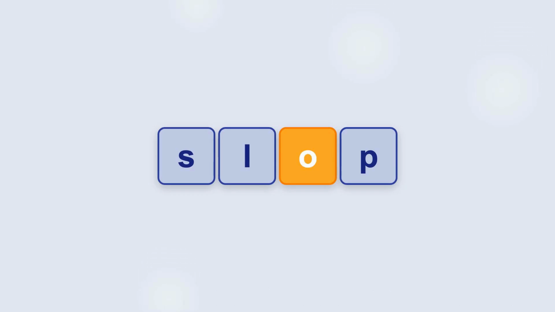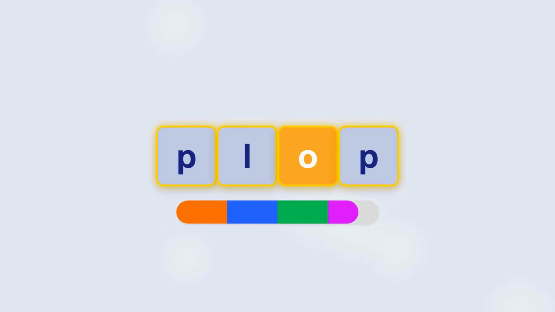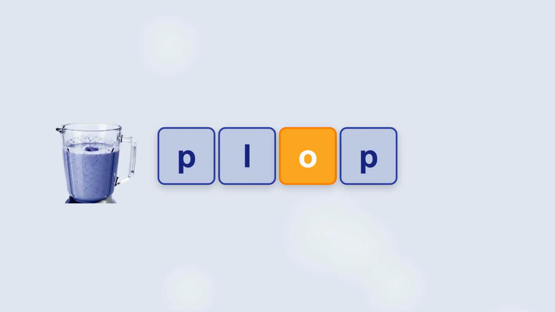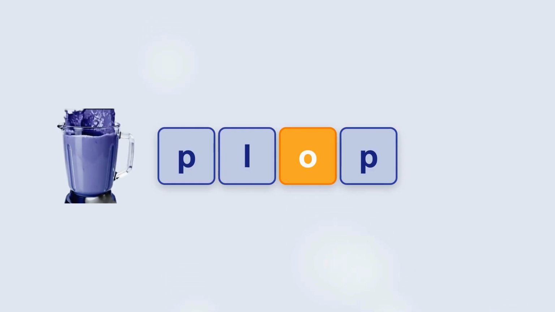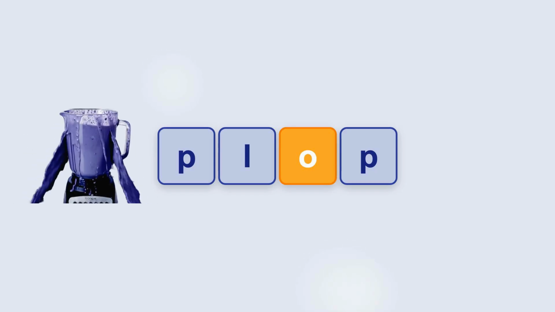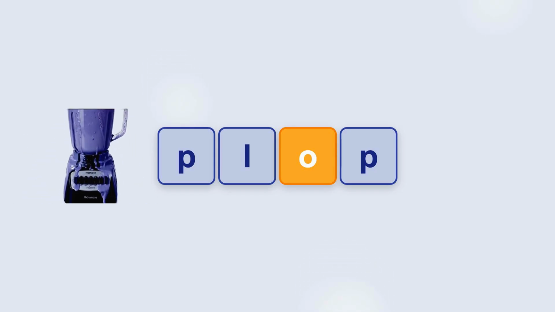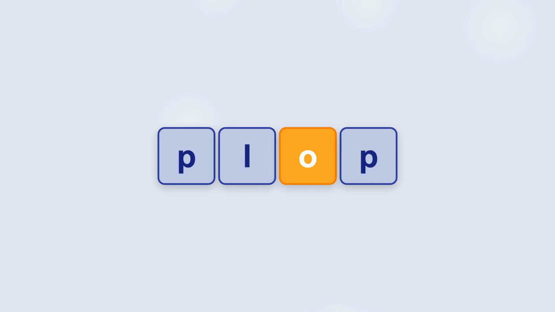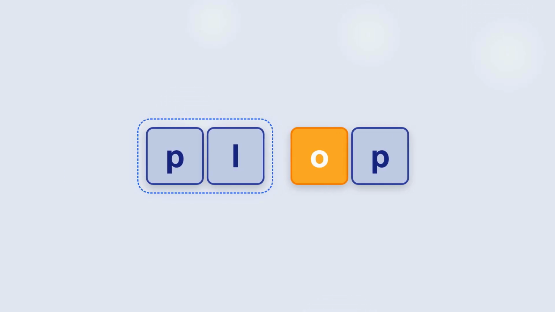Okay, another blend coming our way. Let's read it. p, l, o, plop. Plop. This has been the messiest smoothie experience ever. So, where's that blend again? Yup, these 2 consonants next to each other is a blend.